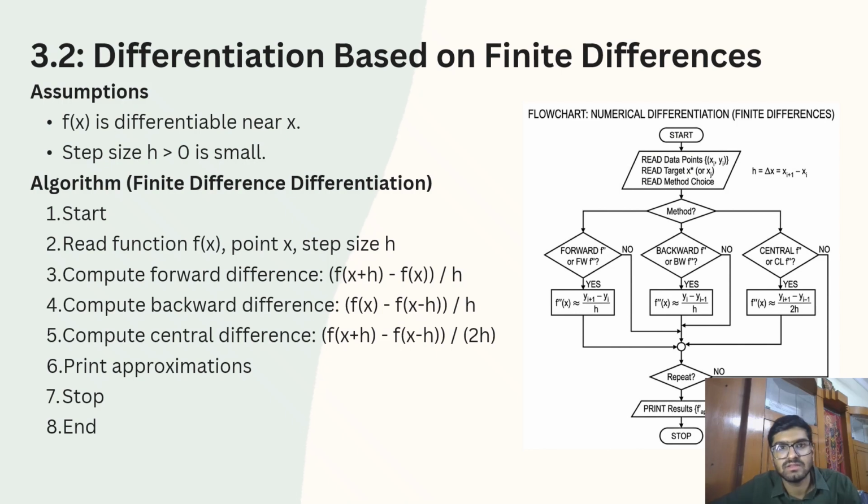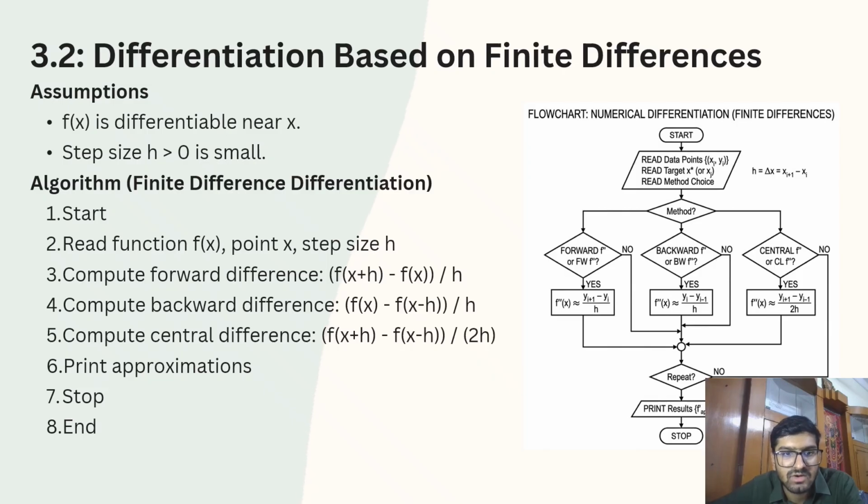The second method is differentiation based on finite difference. The assumption here is that f of x is differentiable near x. The step size h is greater than 0 but is a small value like 0.001, and the algorithm starts with the function f of x. We read f of x, the point x, and the step size h.